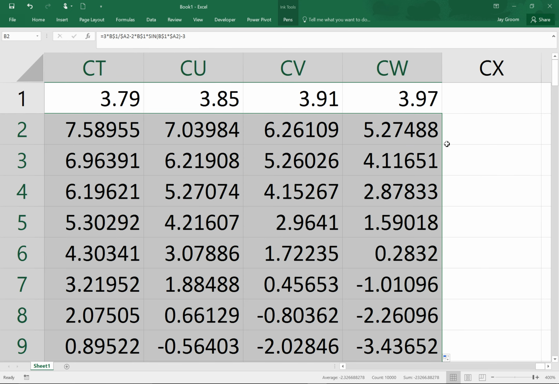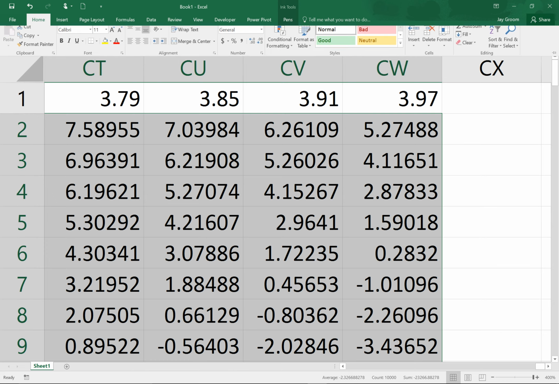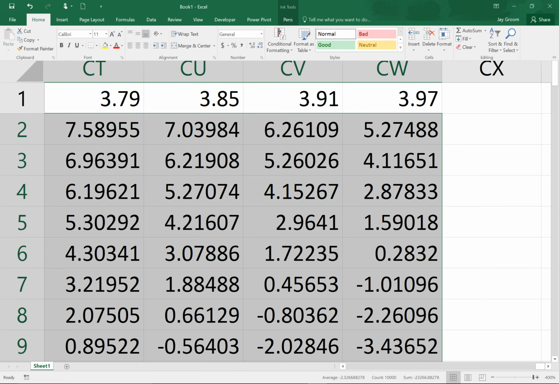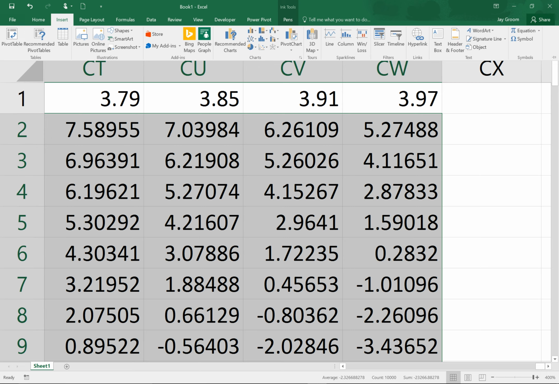Okay. Now, what you can do is, if you come in here, you can do a couple things. First of all, if you go to Insert, Insert Chart, Recommended Charts. Oh wait, except this means I've got to highlight everything.